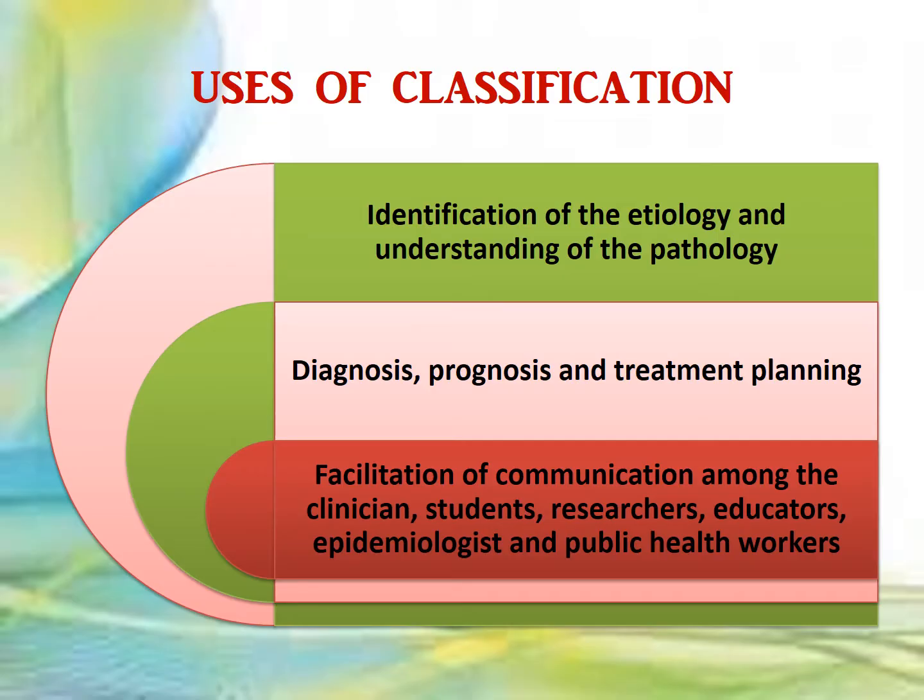Uses of classification. Classification helps in the identification of the etiology and understanding of the pathology. It also helps in the diagnosis, prognosis and treatment planning. It also helps in the facilitation of communication among the clinician, students, researchers, educators, epidemiologists and public health workers. It also helps in presenting information to the patient about his or her disease.